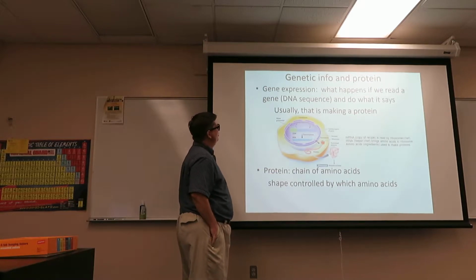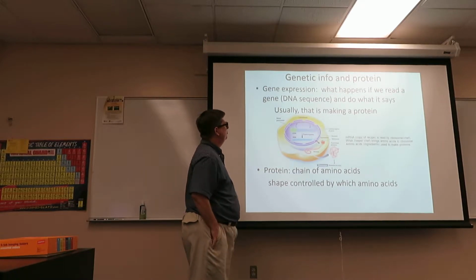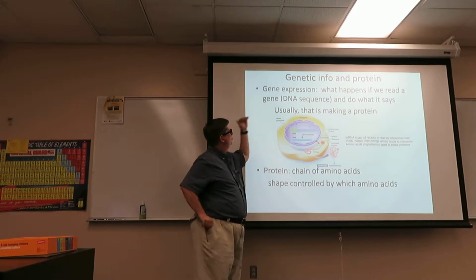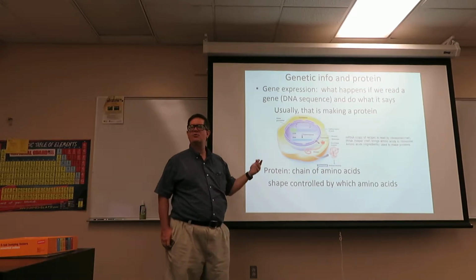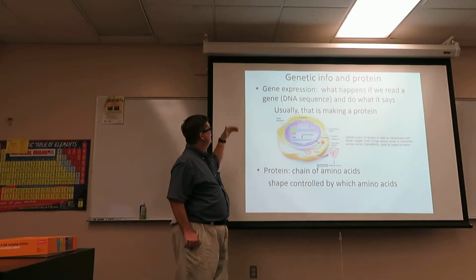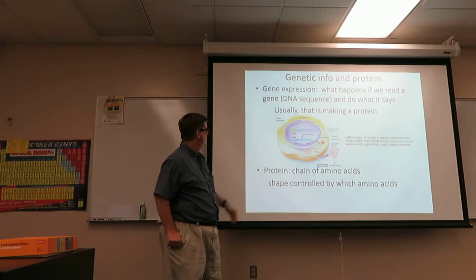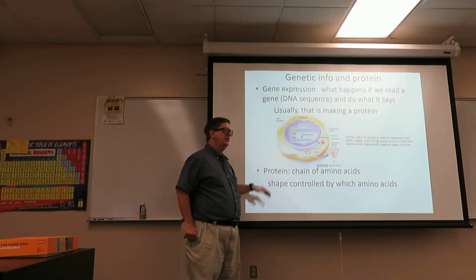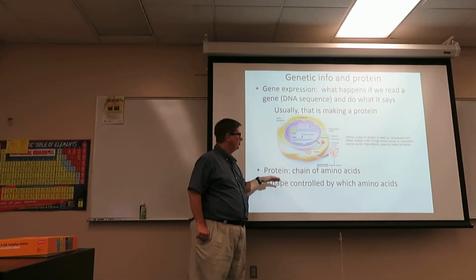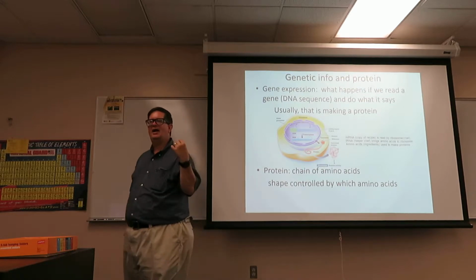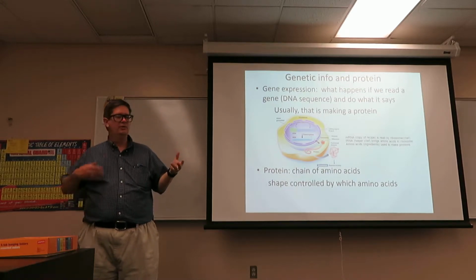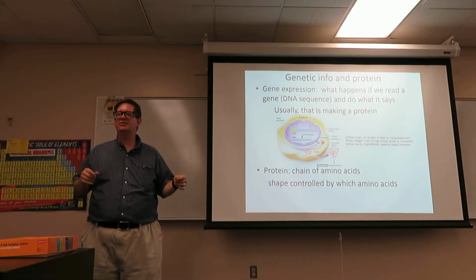Okay, so you understand gene expression. What happens if we read the gene? If we haven't, we're not reading it. It's just part of the genotype. But if we read it, if we express it, it could become part of the phenotype, right? Okay. So, proteins are a chain of amino acids, and their shape is controlled by what amino acids we are using. Everybody good with that?